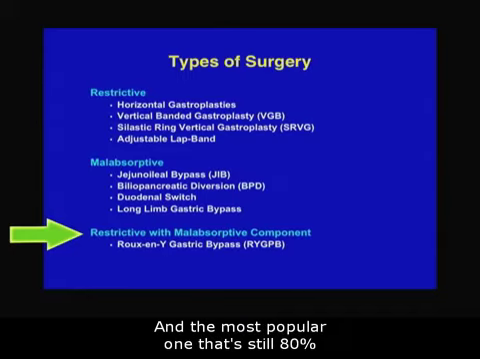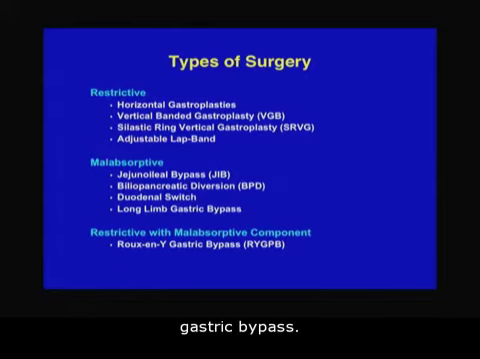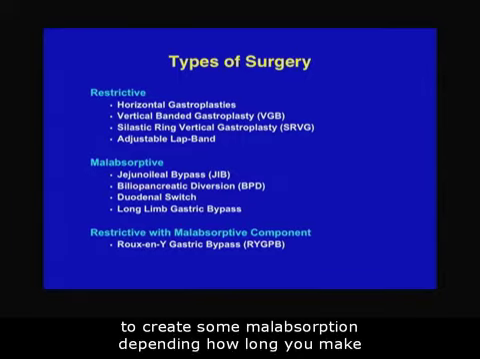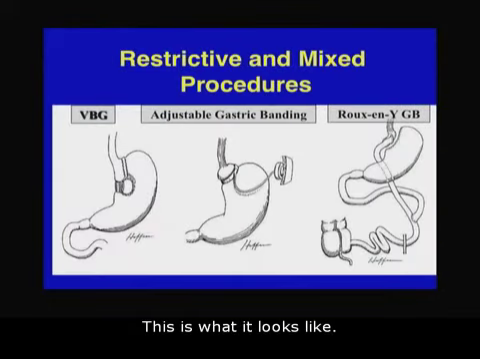And the most popular one, that's still 80% of the bariatric surgery in the United States, is what's called the Roux-en-Y gastric bypass. You're basically making a small stomach pouch, and then you have the opportunity to create some malabsorption depending on how long you make the limb. And this is what it looks like.